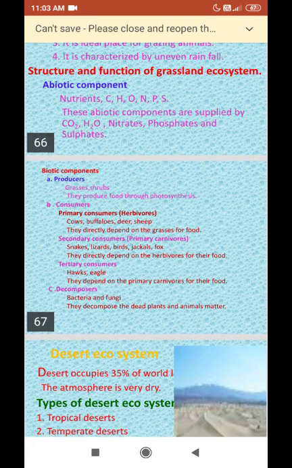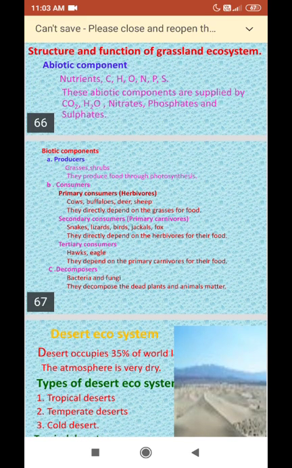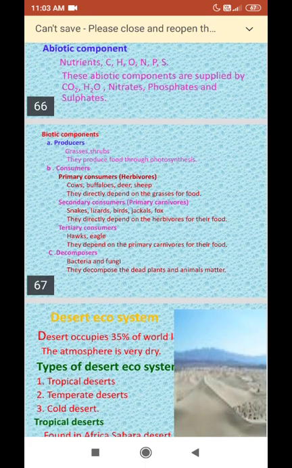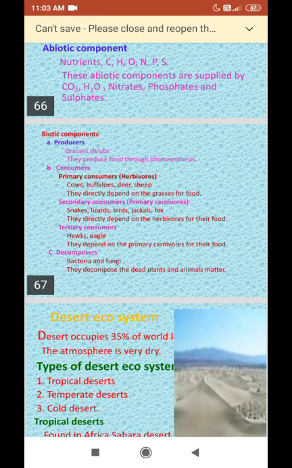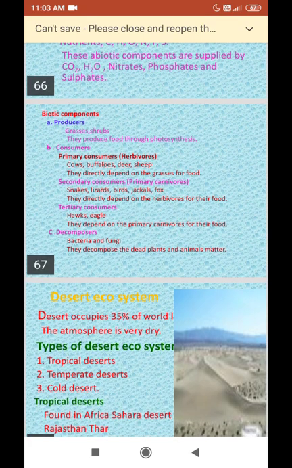Now let us see the abiotic. Here the nutrients, that is carbon, hydrogen, and oxygen, are referred to as abiotic. These abiotic compounds are supplied by carbon dioxide, H2O, nitrates, phosphates, and sulfates. And then next we are going to see the biotic components. Here the producers are grass and shrubs. They produce food through photosynthesis. Next we are going to see the consumers. They consume food from the producer.